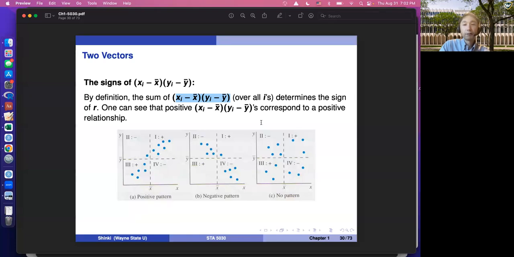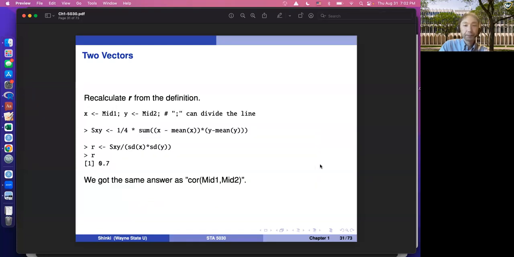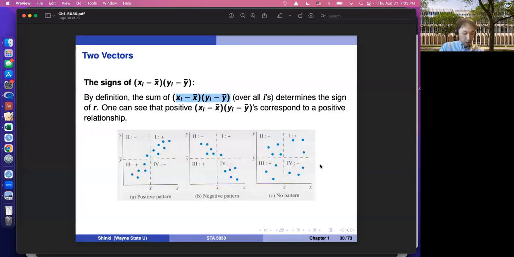And the last one: if we don't have any linear pattern, most likely the observations are distributed equally over the 4 regions. So we expect that the correlation coefficient is around 0. Yeah. Any questions so far?